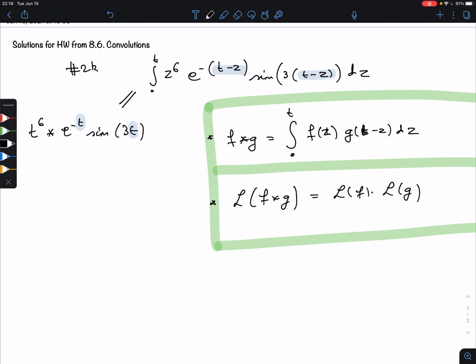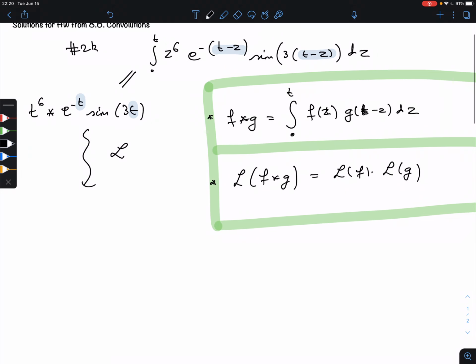And the original question was, what is the Laplace transform of this one? Now we're going to use this formula. We have to take the Laplace transform. That is the Laplace transform of t to the sixth times the Laplace transform of e to the minus t sine 3t. That is using the convolution theorem.